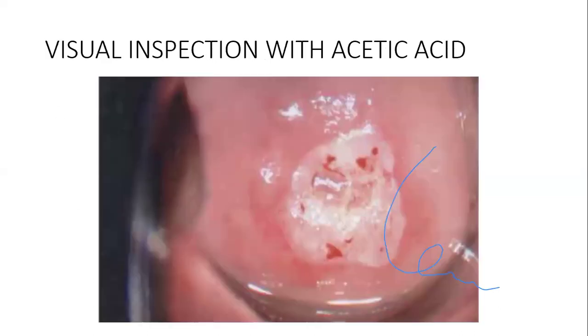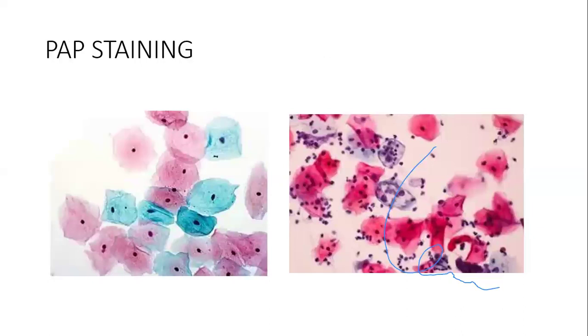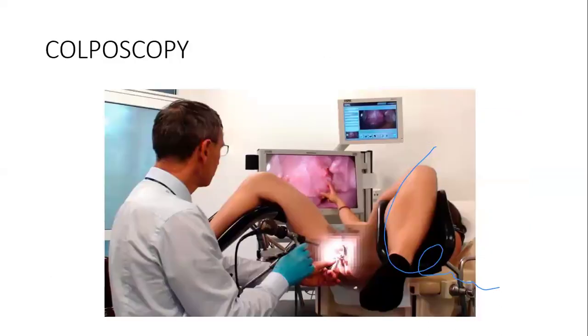This is an image showing the white opaque areas on the cervix, known as the acetowhite areas. This is for the Schiller's test. Then with the pap smear, this is done under a microscope to visualize the changes within the cells. Colposcopy.